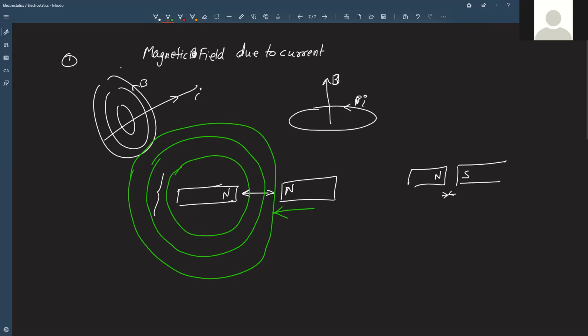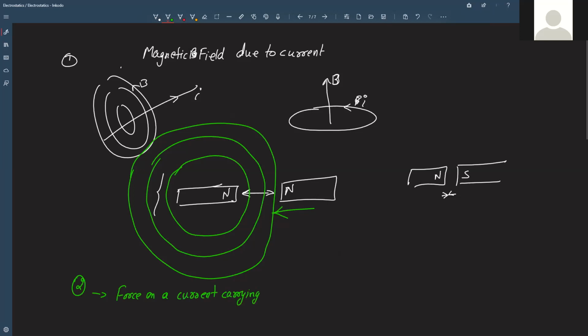Now what we say is that a wire carrying current is also a magnet. So if a wire carrying current is a magnet, then when that wire carrying current enters a magnetic field, it should also experience a force. So that is the second thing which we are going to see in the next class. That is force on a current carrying conductor.